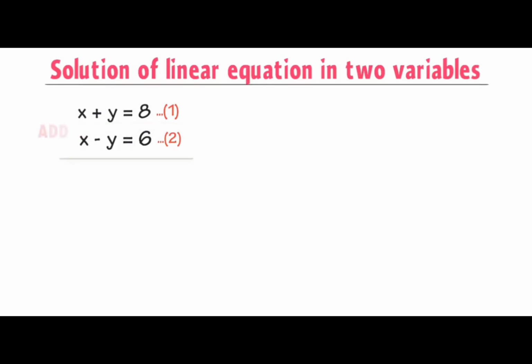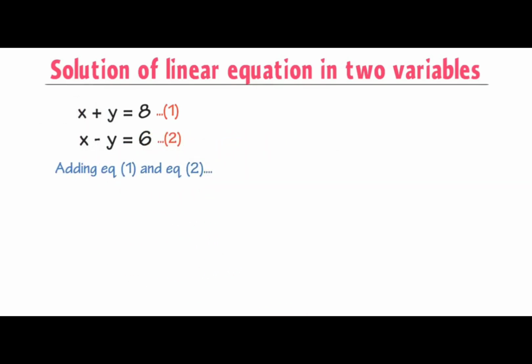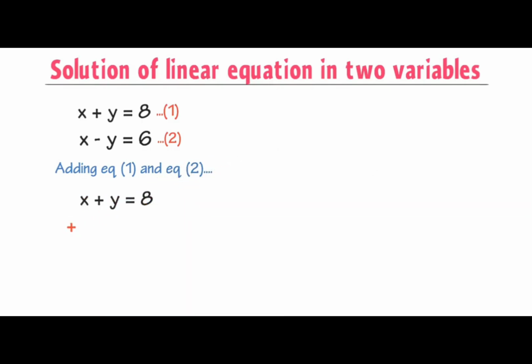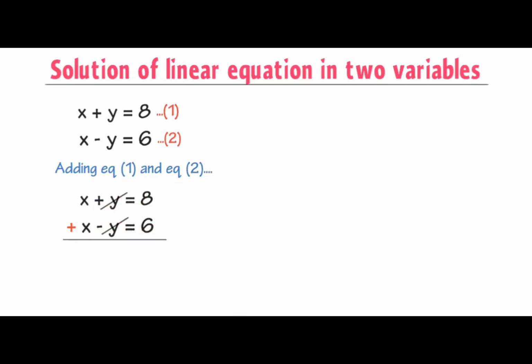So, if we add equation number 1 and equation number 2, plus y and minus y will be cancelled out and we will get only the x variable. And then solving a one variable equation will be a pretty easy job. Therefore, adding equation number 1 and equation number 2, x plus y is equal to 8, x plus minus y is equal to 6. Here, plus y and minus y are cancelled out. We get 2x is equal to 14.